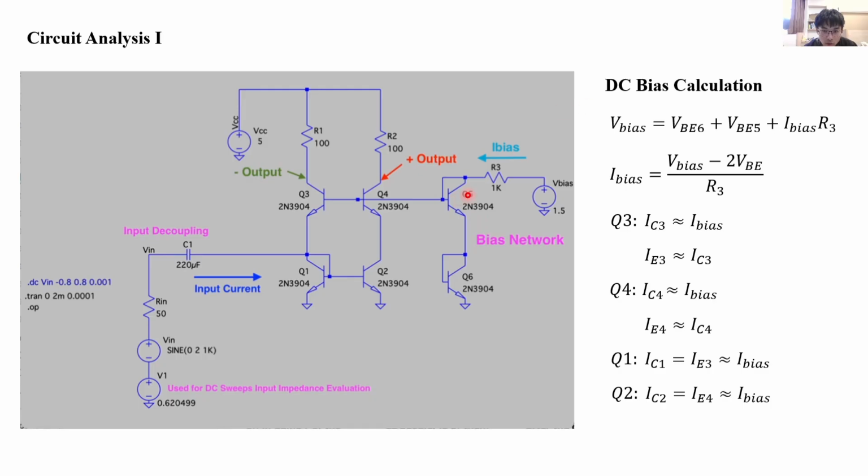It uses Q5 and Q6, and the value is about VBE6 plus VBE5 plus I bias times R3. So the I bias equals V bias minus 2VBE over R3. And the 6 transistors have the same DC bias voltage, so their collector currents are all the same, and the value is about I bias.